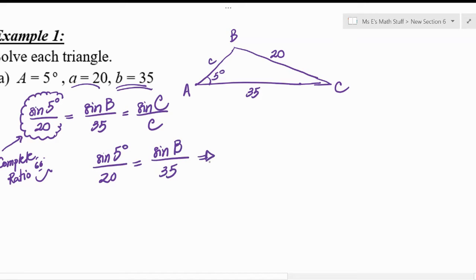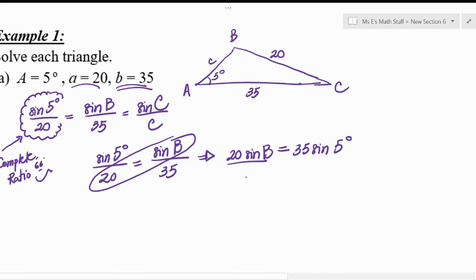We're going to have you do most of the solving on paper. For example, here, you could cross multiply and divide, or use cross products, whatever works for you. I'll just go ahead and show cross products. Most people are usually pretty comfortable with those. So 20 times sine of B would equal 35 times sine of 5 degrees. And then we'll just divide both sides by 20 to isolate sine of B.